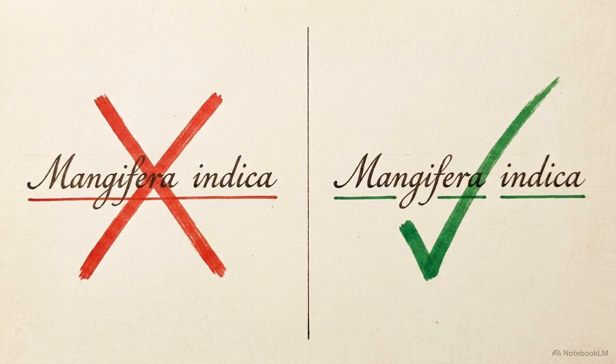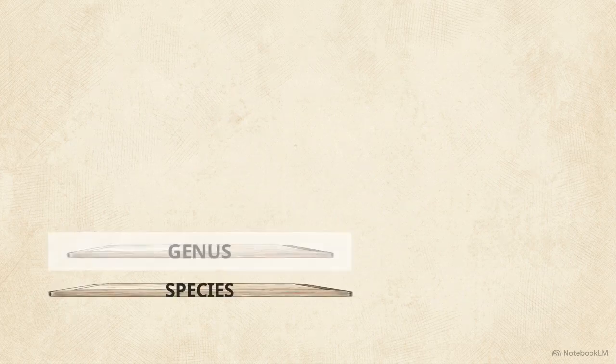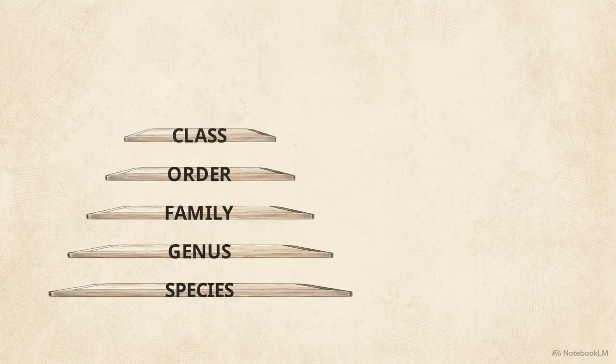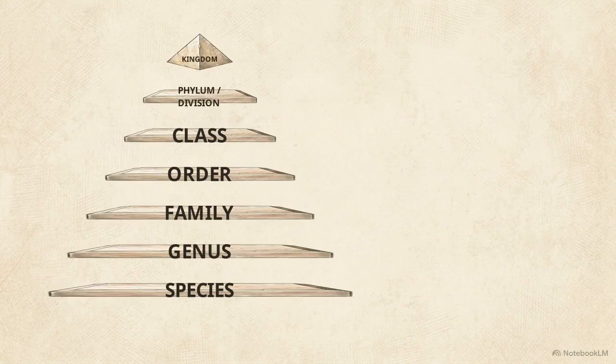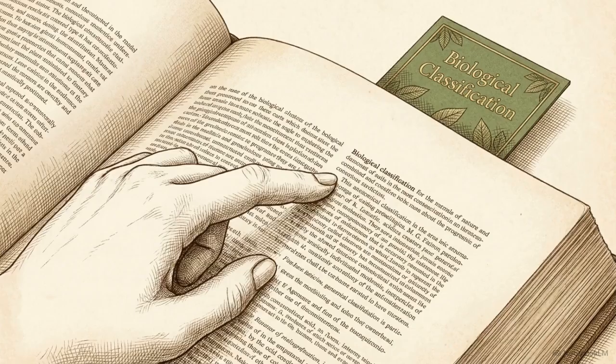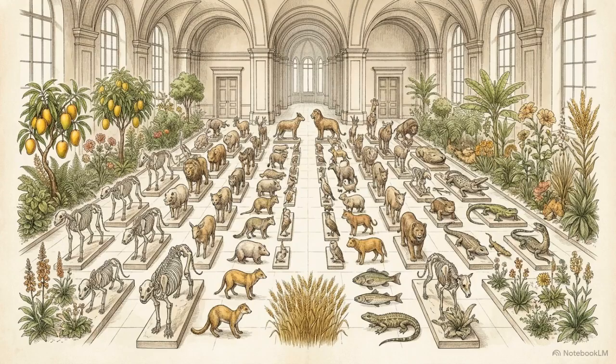Failing to underline handwritten scientific names separately will result in docked marks. Quickly recap the sequence from bottom to top: species, genus, family, order, class, phylum or division, and kingdom. Read the NCERT chapter line by line. In our next video, we'll move on to biological classification. The taxonomic hierarchy serves as the foundational language of all biological sciences.